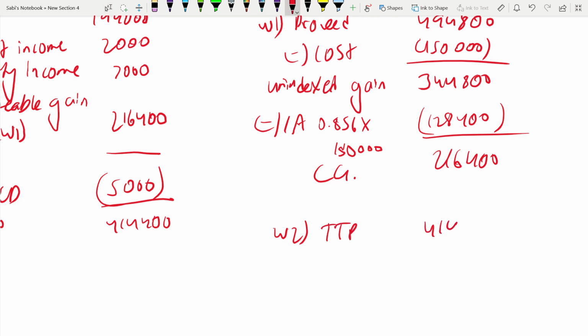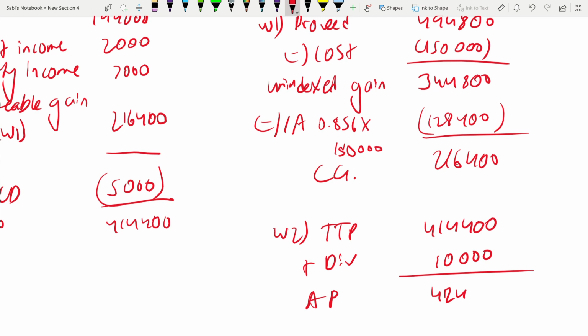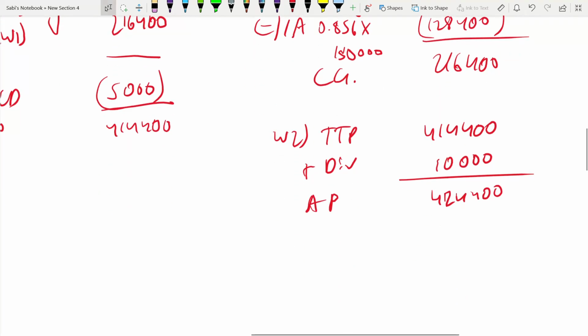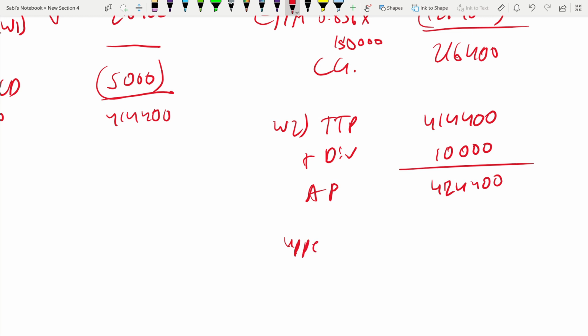TTP 414,400. Add your dividend 10,000. Augmented profit, AP, is 424,400. Now remember, your upper limit and lower limit also will change. Upper limit is 50,000. Lower limit is 250.